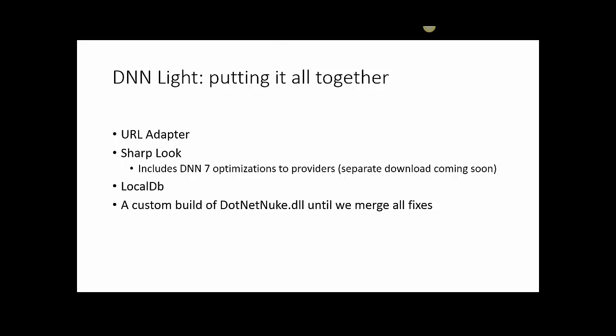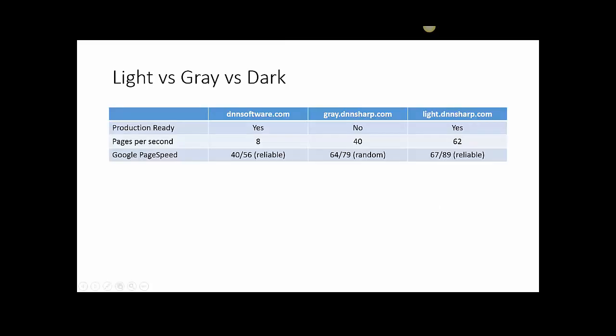So that's basically our DNN Light instance. And I still have to show you some numbers. I also put the DNN software here just as a reference to see the increase that we get. And I also put the machine that I showed you, the clean DNN install. I call it gray because it's between .dnnshard.com. This is the clean machine that I showed you at the beginning, the clean DNN install, also hosted on a micro EC2 instance. And on the right is the machine that I just showed you, the light DNN Sharp.